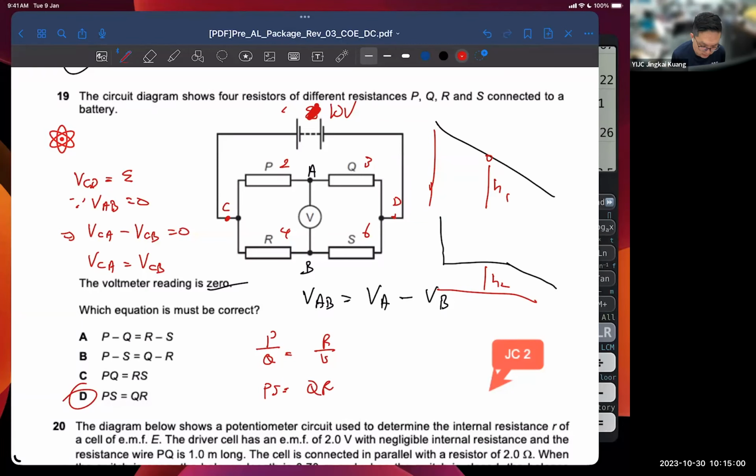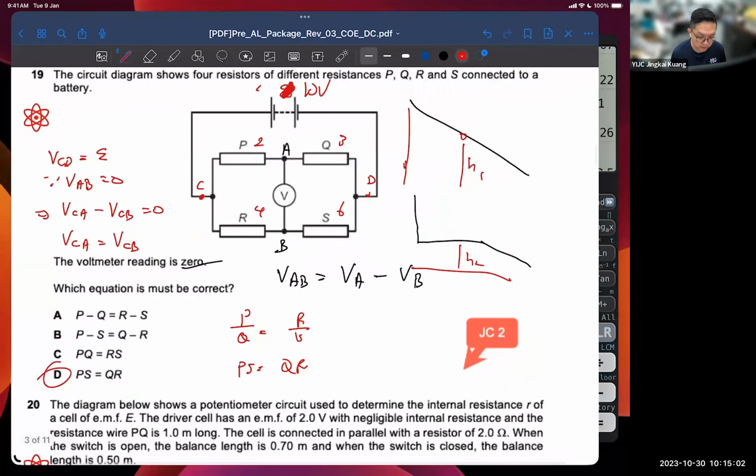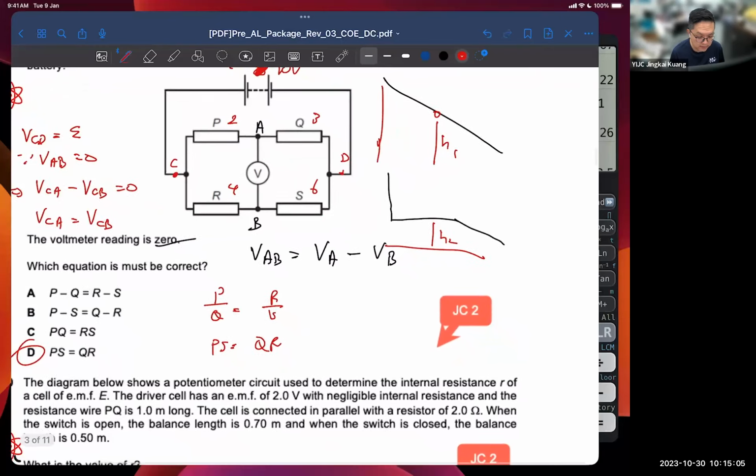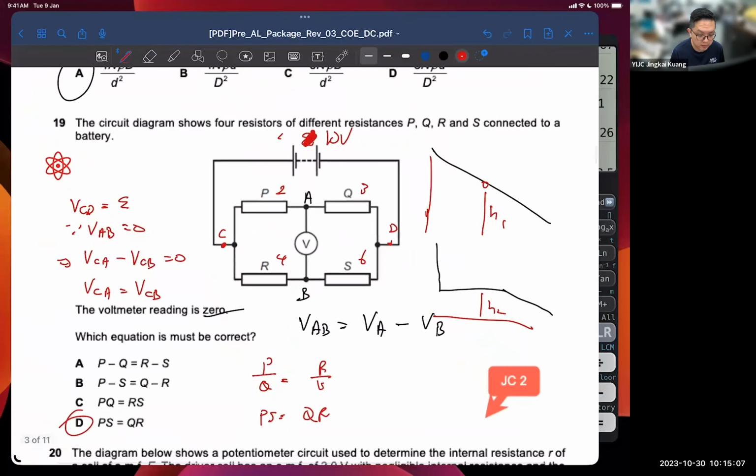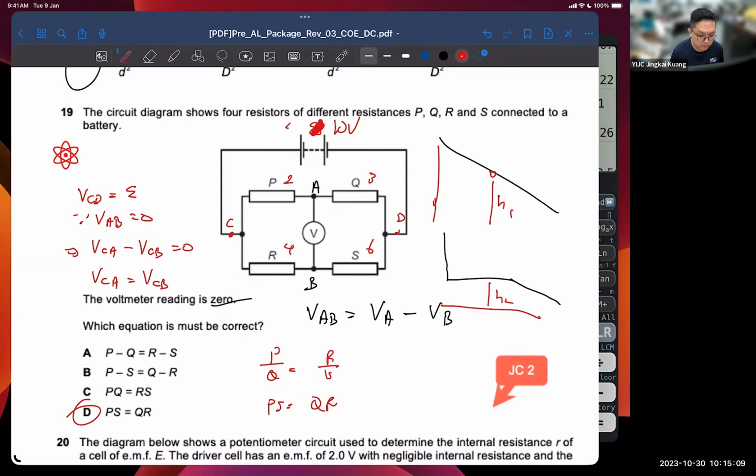They have to maintain the same ratio in order to have the same drop. Remember, the potential divider goes by the proportion of your resistance. You want to know the proportion of this resistance to the whole resistance. That's why I wrote P over P plus Q, but actually I realized just comparing P over Q would do as well.